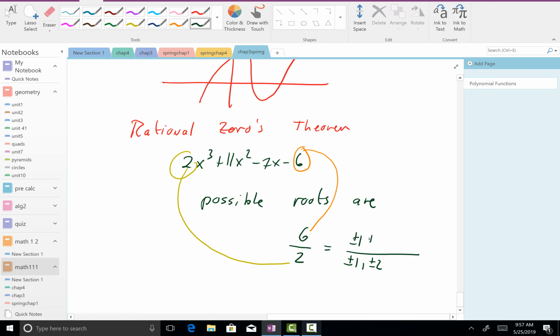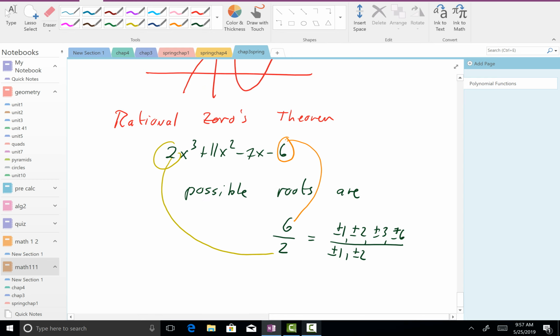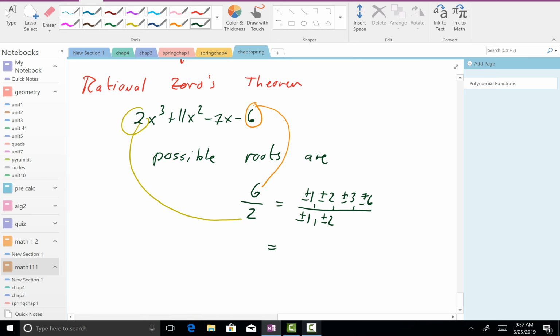1 over 1, plus or minus. 2 over 1, plus or minus. 3 over 1, plus or minus. 6 over 1, plus or minus. 2 over 1, we already got that. 2 over 2, we already have that. 3 over 2, plus or minus. 6 over 2, I already have that. And then I have all the rest of those too. 1, 2, 3, 4, 5. 10 different possibilities I have.